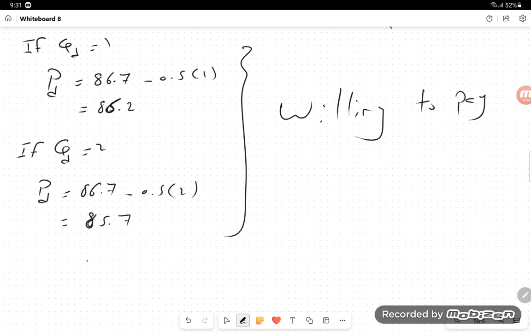They would like to pay 86.2 if they are going to get only 1 unit. And they would like to pay 85.7 if they are going to buy 2 units. But the actual market price is 60, as we said before.